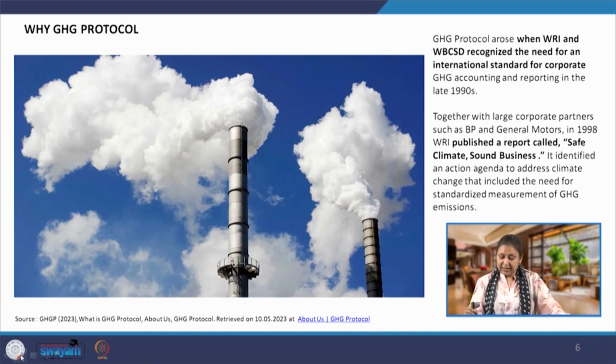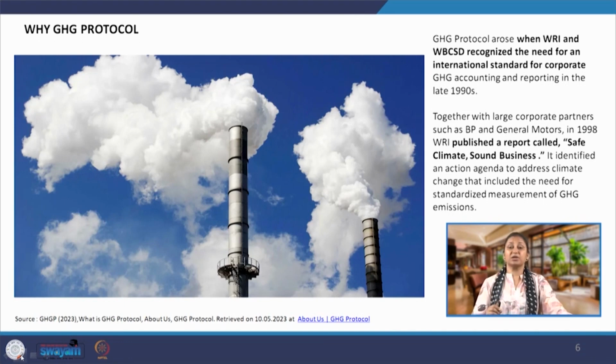So, in 1998, WRI actually published a report which was called Safe Climate and Sound Business. This particular report is considered the parent report, or the origin, of what later came to be known as the GHG Protocol. It was prepared and published by WRI with the help of large corporate partners such as BP and General Motors. That was in 1998. This report identified the action agenda to address climate change, which included the need to standardize the measurement of GHG emissions.